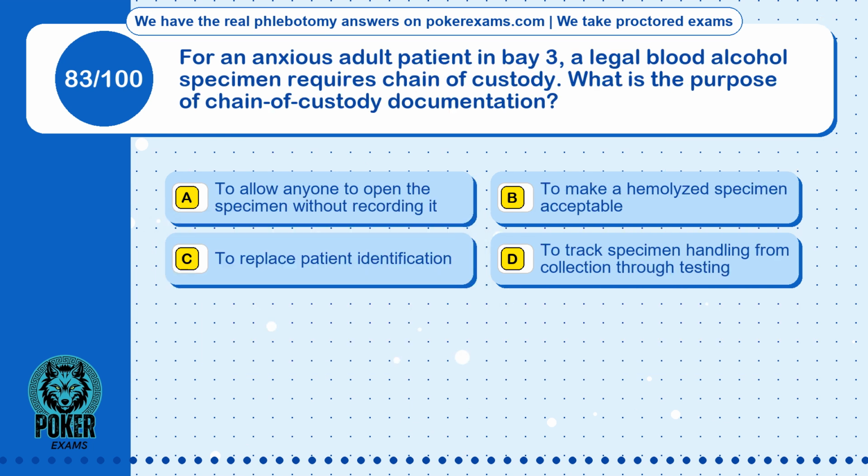Question 83. For an anxious adult patient in Bay 3, a legal blood alcohol specimen requires chain of custody. What is the purpose of chain of custody documentation? Option A. To allow anyone to open the specimen without recording it. Option B. To make a hemolyzed specimen acceptable. Option C. To replace patient identification. Option D. To track specimen handling from collection through testing.